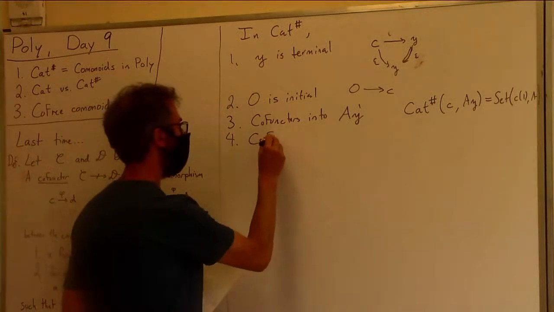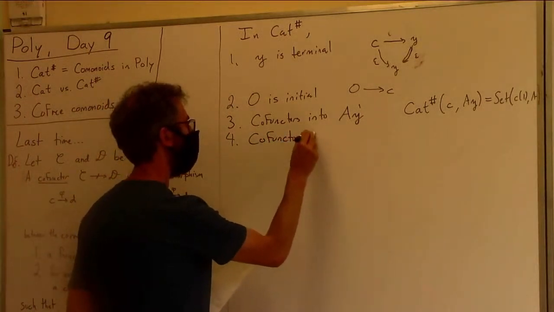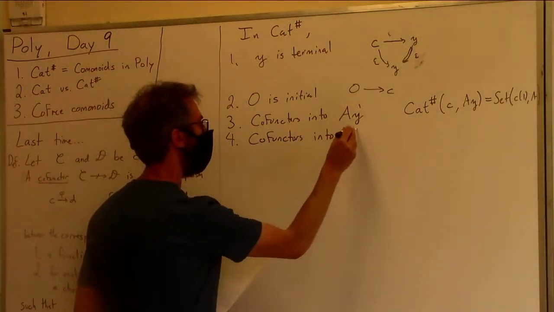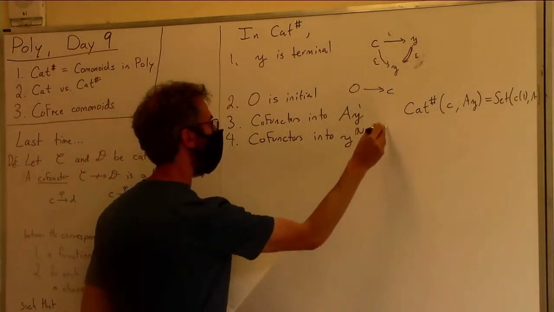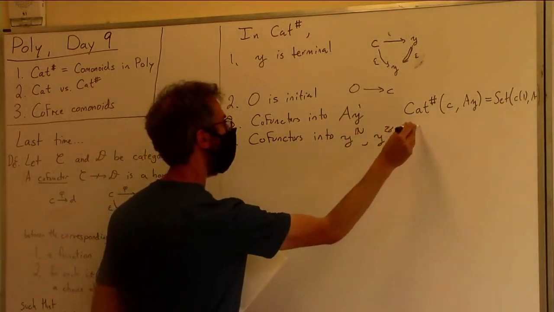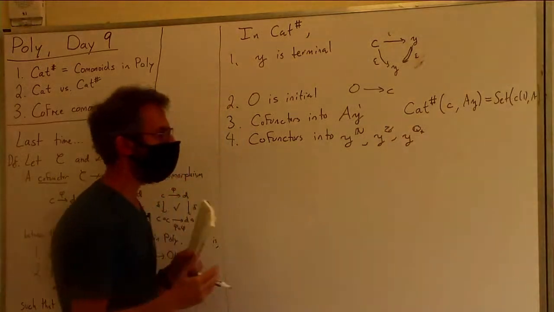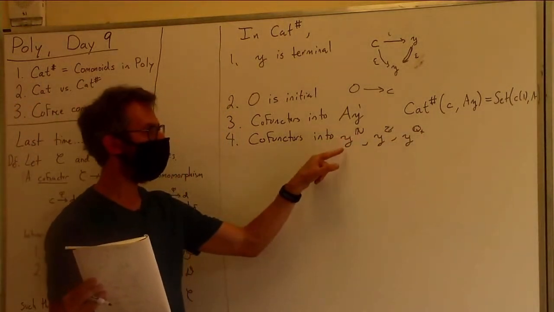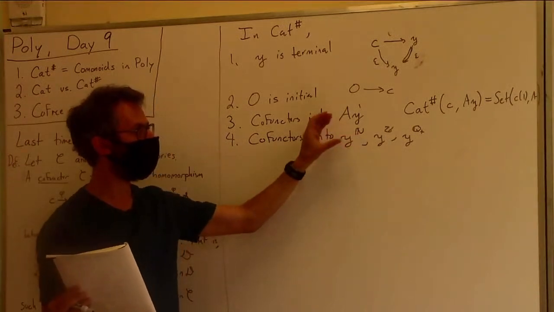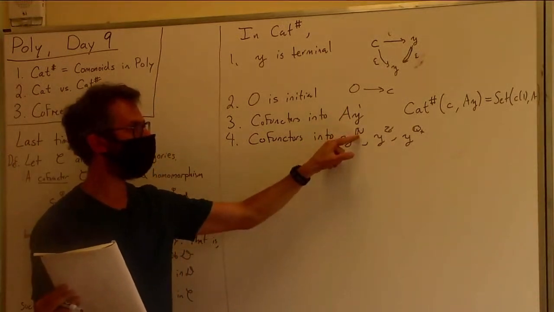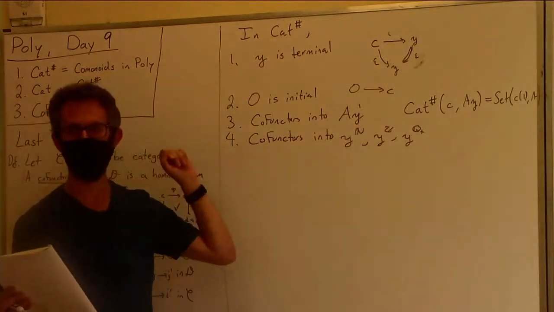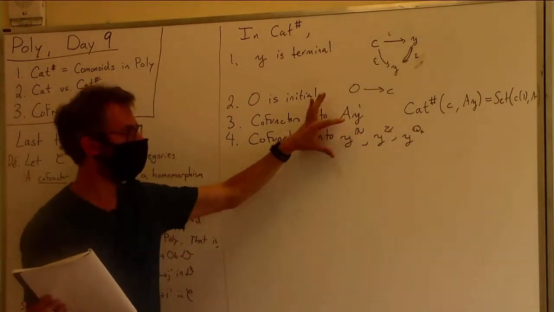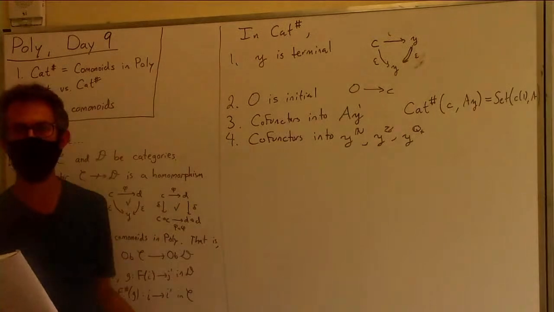Cofunctors into y^N, y^Z, and y^Q₊. So Nelson a few days ago told us that y to a set is actually a comonoid if and only if that set is a monoid. So a monoid structure up here will give us a comonoid structure on y to that thing.